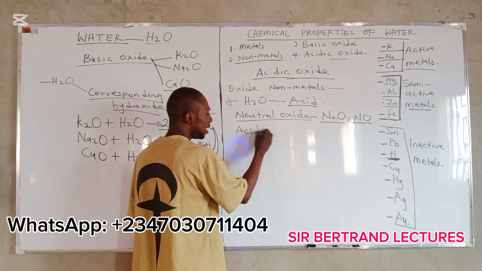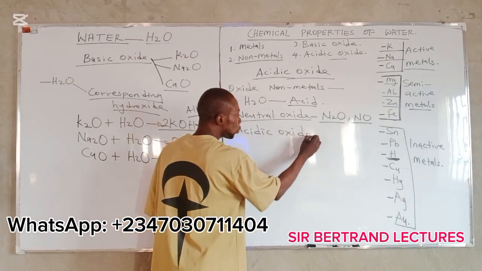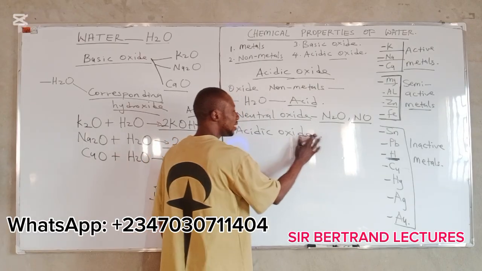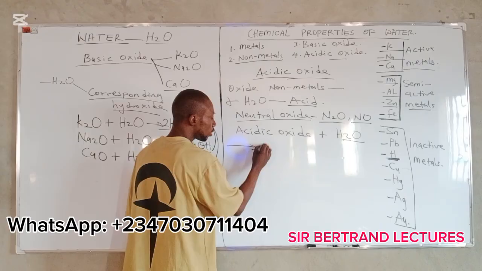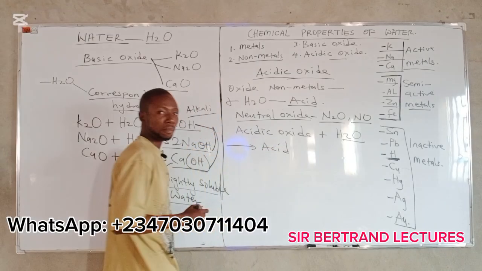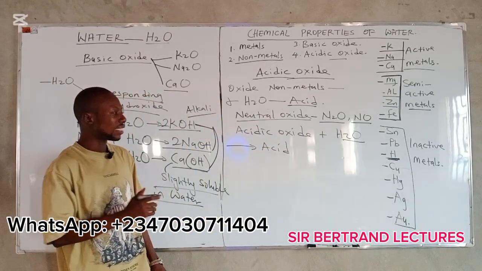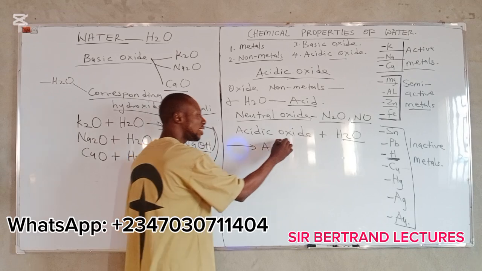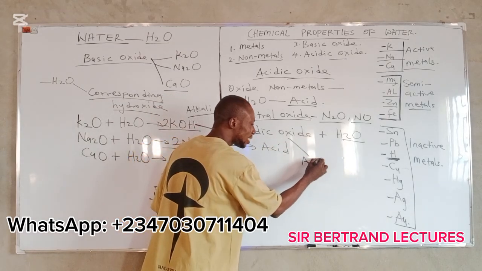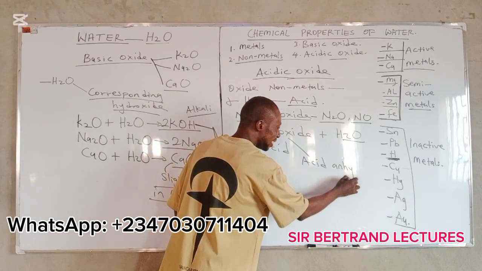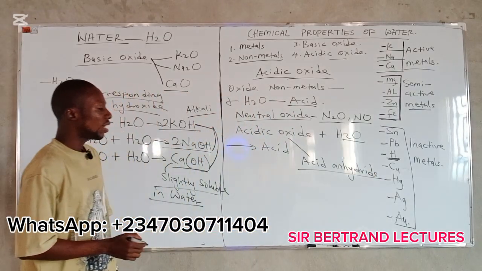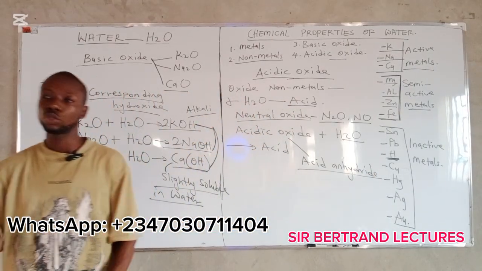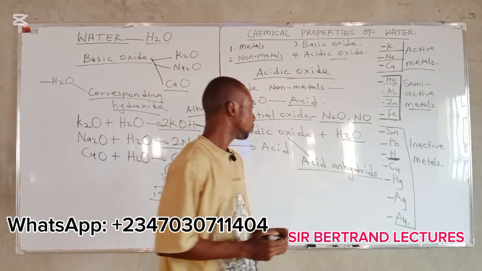Acidic oxides here, they react with water to produce what? Acid. They react with water to give acid. And for that reason, they are known as acid anhydride. They are known as acid anhydride because they react with water to produce acid. Okay?